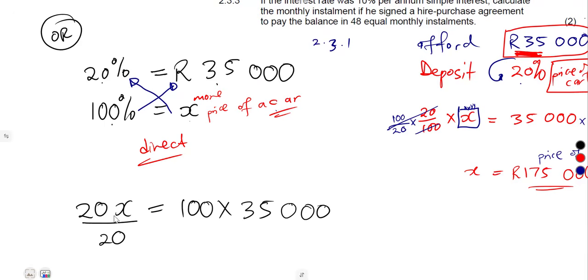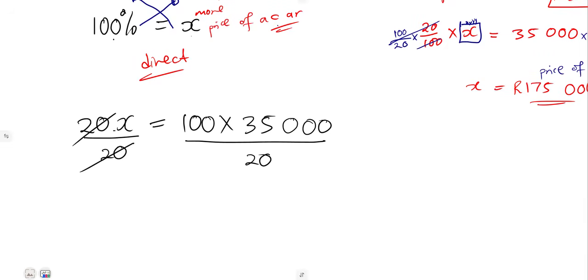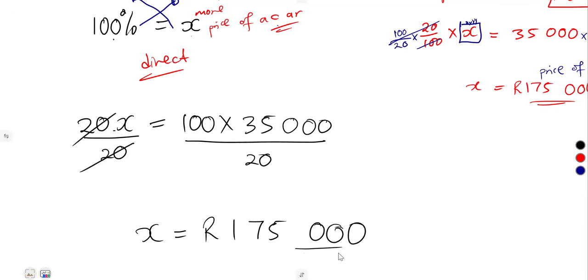All right, so that's it. Simply divide by 20 to get rid of that, so that we can remain with x. So x is going to be whatever we have here, divided by 20, which is going to give us the same value of 175,000 as what we obtained before. So that is how we attempt these questions. So many ways that we can use.